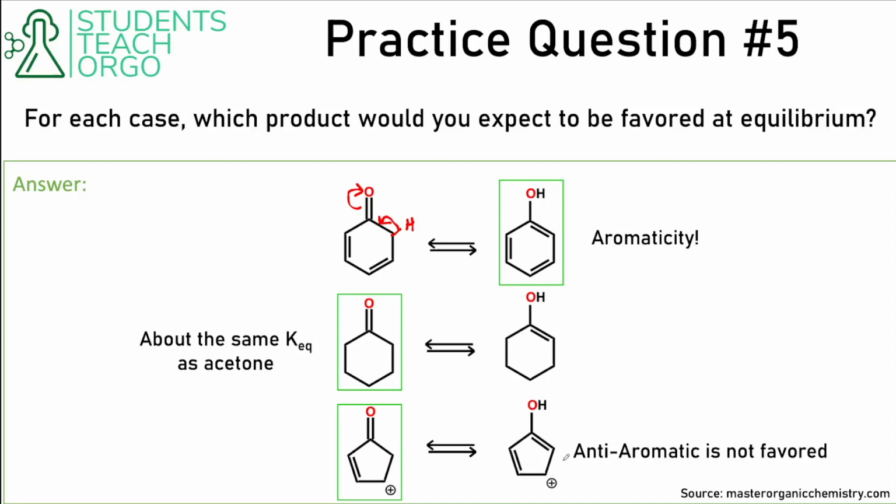And then down here, I was testing your knowledge on aromaticity rules. This compound right here would be anti-aromatic, right? Because if you're thinking about Huckel's 4n+2 rule, there's only 4 electrons in this ring, and so this side is definitely going to be favored. You would not want to make the enol form at all here because you'd be making an anti-aromatic ring.